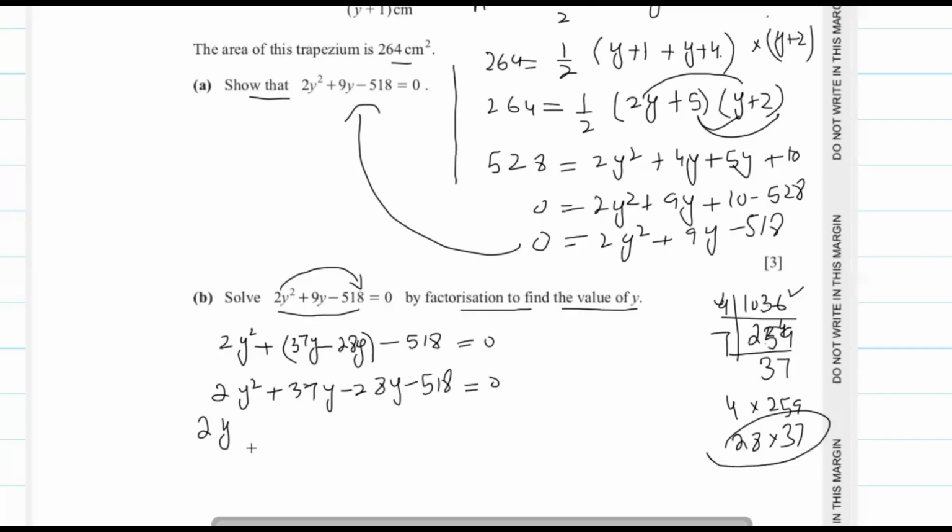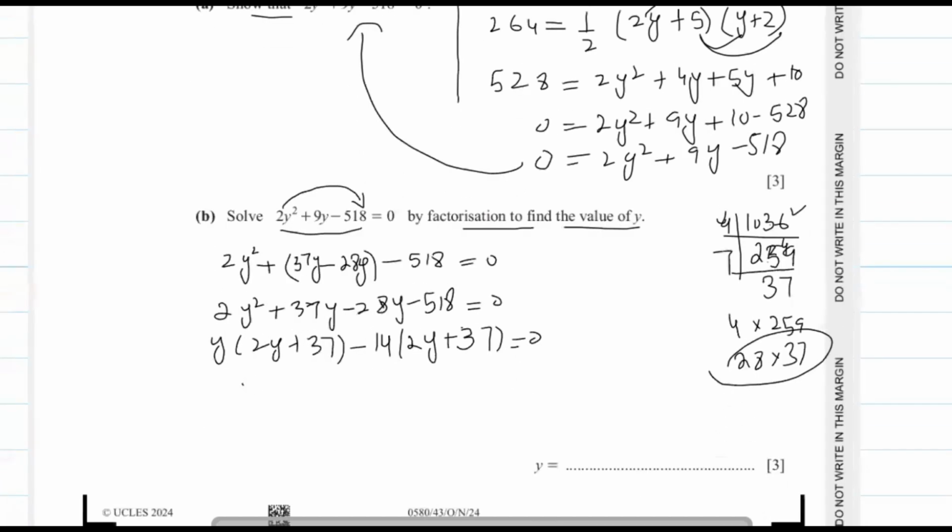This is 2. Y is the common, this value becomes 2y plus 37, and here 14 will be common, this value will be y minus 37, and 14 times 37 is 518, therefore we write 37 equal to 0, and this 2y plus 37 will be the common in both values. Therefore, we write 2y plus 37 into y minus 14 equal to 0.